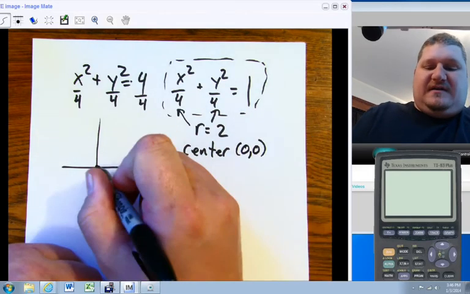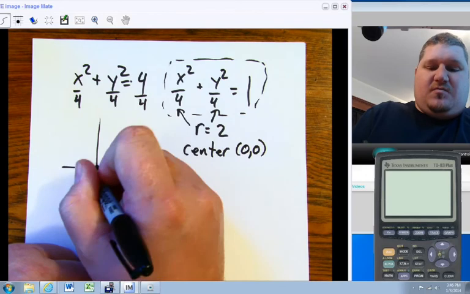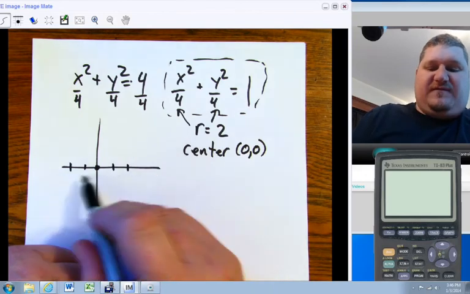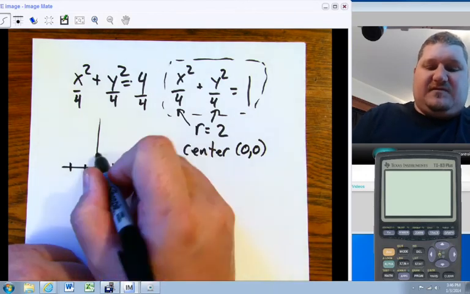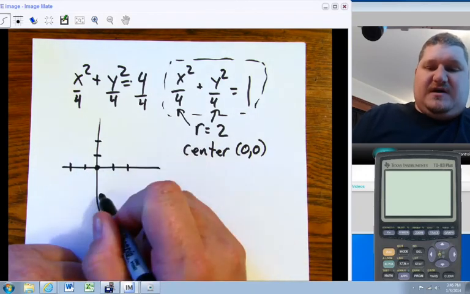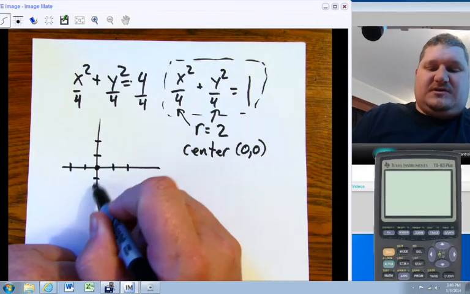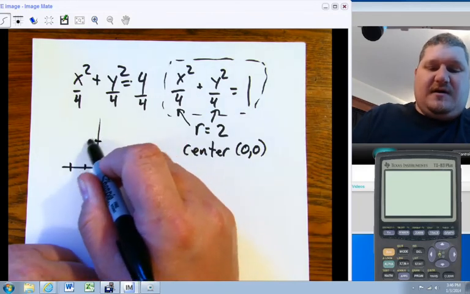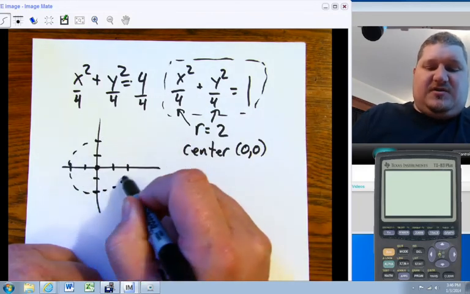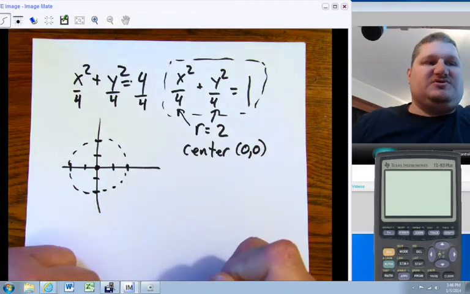My radius is 1, 2 this way, 1, 2 that way, because the square root of 4 is plus and negative 2. 1, 2 this way, 1, 2 this way. Connect the dots, and you should have something that vaguely resembles a circle.